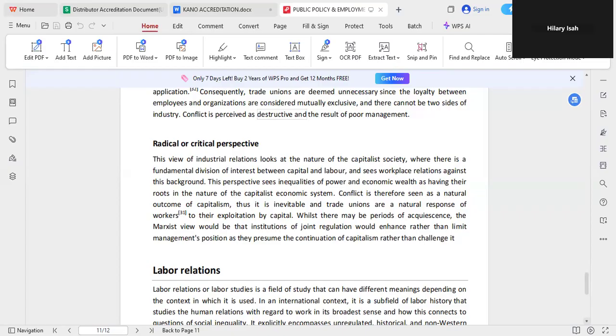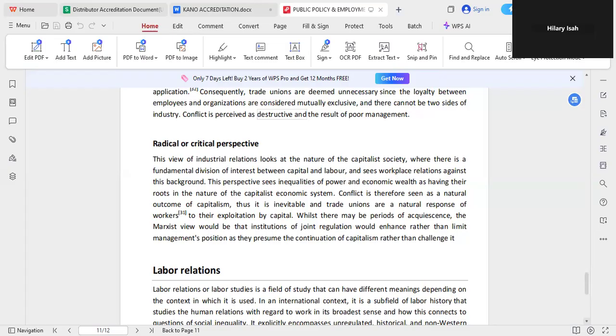So what are we saying? Basically, when you have a capitalist society, it's a society where the factors of production are controlled by people, not necessarily controlled by the state or the government. And so every individual has a right to own land, to pursue wealth on their own, and there's no limit to how far they can pursue and get these things. They say if you view society and workplaces like that, then conflict is sure to happen. Of course, conflict is a natural occurrence when it comes to capitalism. So this perspective sees inequalities of power and economic wealth as having their roots in the nature of the capitalist economy.